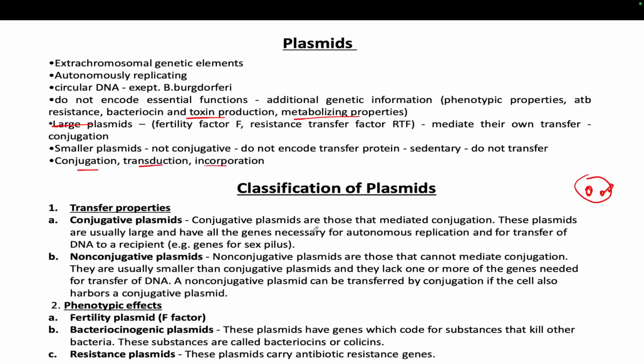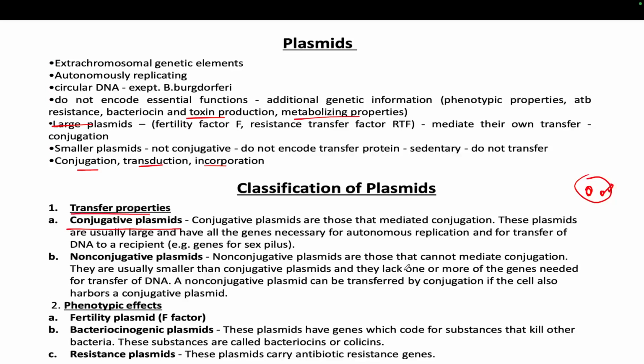If we see the classification of plasmids, we can classify them into two categories. One is transfer properties, another one is phenotypic properties. The transfer properties include conjugative plasmids and non-conjugative plasmids. Conjugative plasmids are those that mediate conjugation. These plasmids are usually large and have all the genes necessary for autonomous replication and for transfer of DNA to a recipient. They have the genes for the conjugation tube or sex pilus. That is called the conjugative plasmid.